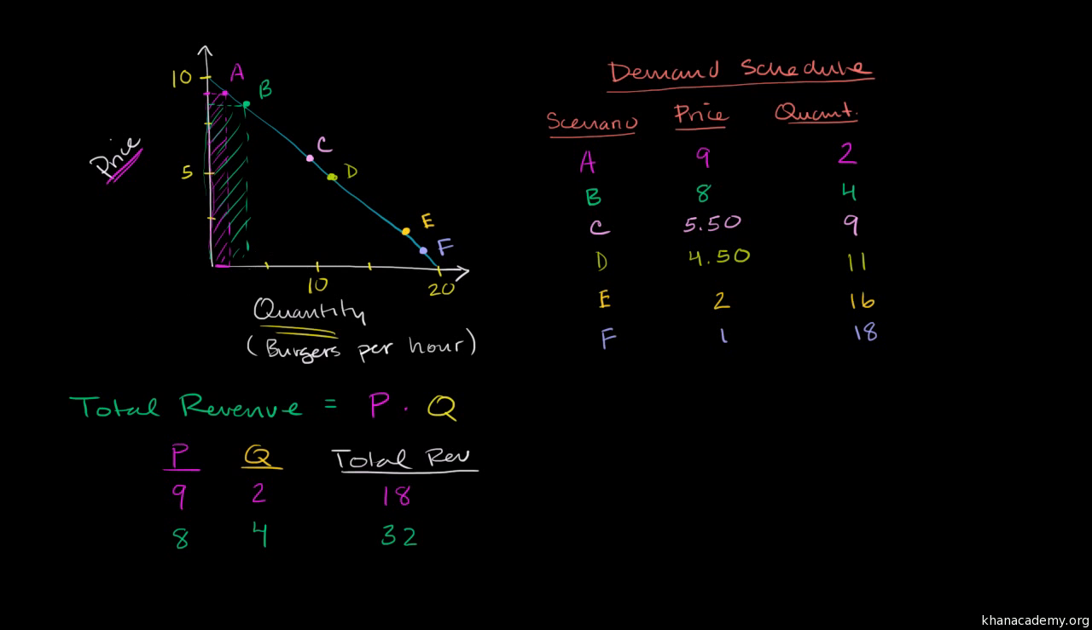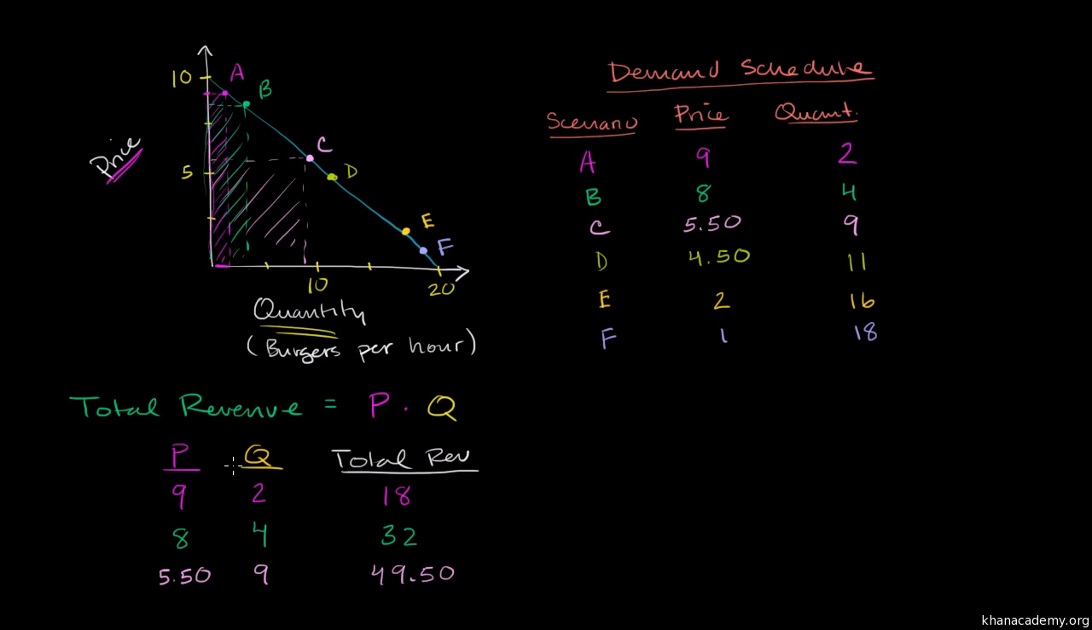Now let's go to a point that I haven't actually graphed here. Well, I'll go through all the points just for fun. So now at point C, we have 5.50 as the price. The quantity is 9. 9 times 5.50: 9 times 5 is $45, and then you have another 4.50. So that is $49.50. So once again, it's going to be the area of this rectangle right over there.